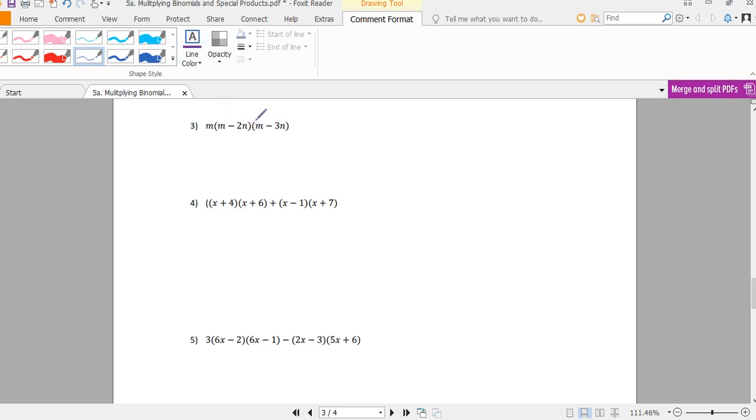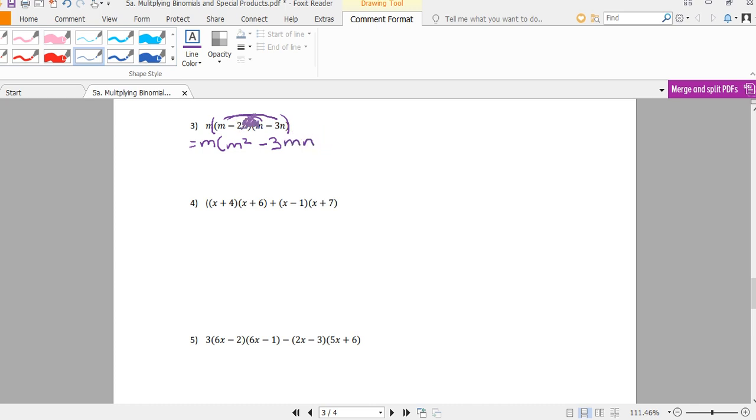In fact, no, let me do this one too. I'll do this one very quickly. So we do the same thing, the same steps as we did above. I'm going to ignore the m and only focus on this. Okay, so then what would I get? M times m is m squared. M times negative 3n is negative 3mn. Now, careful. Notice how it's m times m is m squared. M times n, do I know what that is? No, it's just whatever m times n is.